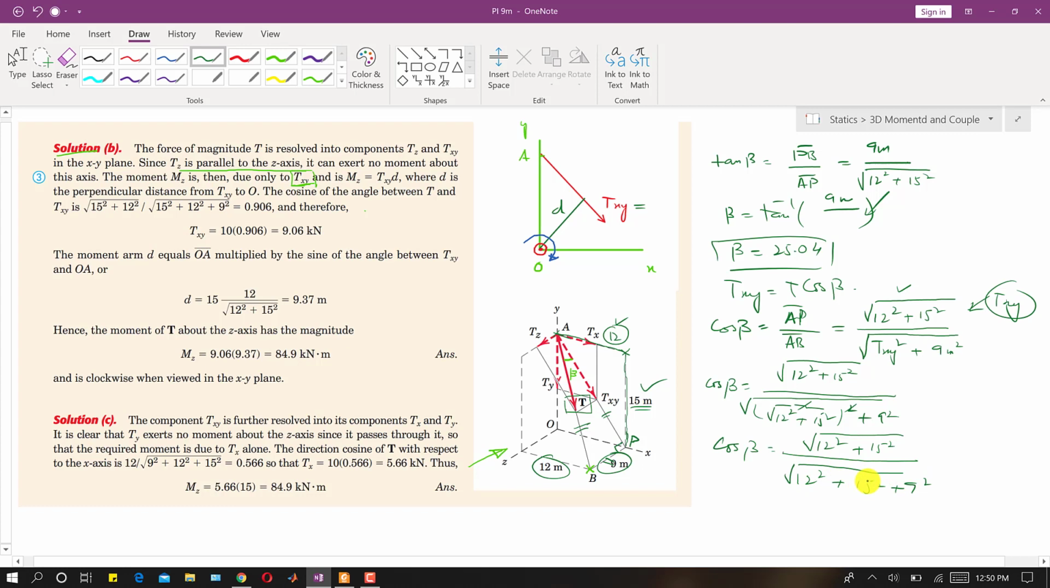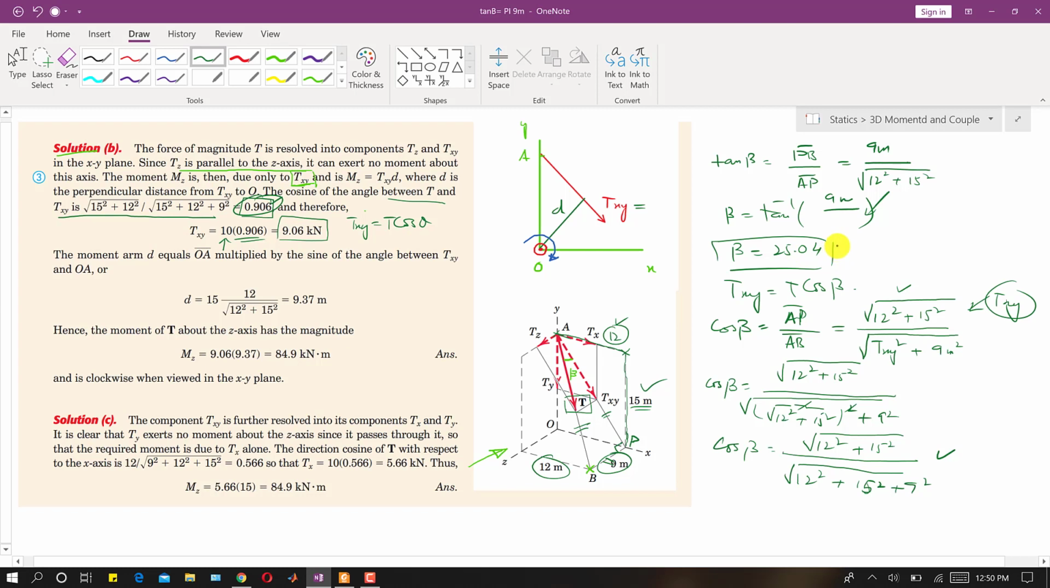So in this problem they have used this second method that I have explained right now, right? They say that the cosine of angle between T and Txy is this thing, right? So 15 square plus 12 square under the root 2 divided by 15 square plus 12 square plus 9 square under the root, and this is 0.906, right? So this is the cos of theta, and since we know that Txy is T cos of theta, T magnitude is 10, so 10 multiplied by cos of theta value is equal to 9.06 kilonewton, right? So we can use both of these methods.